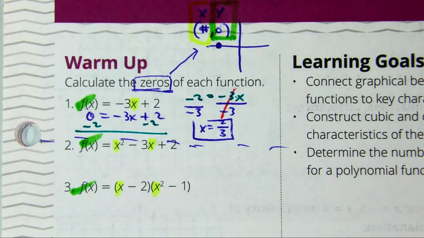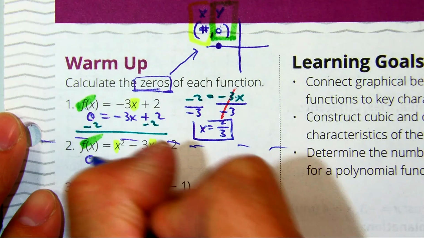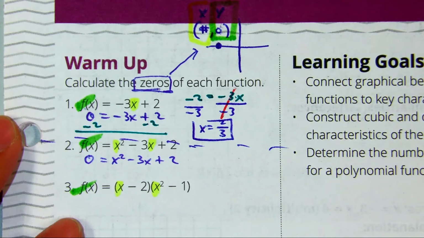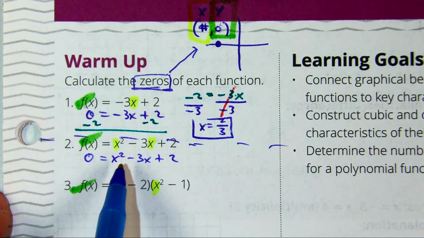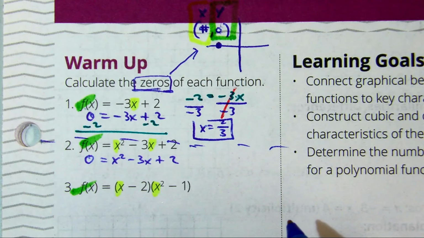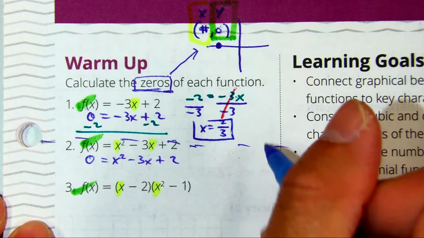Okay. Let's go ahead and put in 0 for this one. 0 equals x squared minus 3x plus 2. This is a quadratic. What's the easiest way to solve quadratics? Beginning of the year, that big old packet you did? Factoring by the Xbox method.